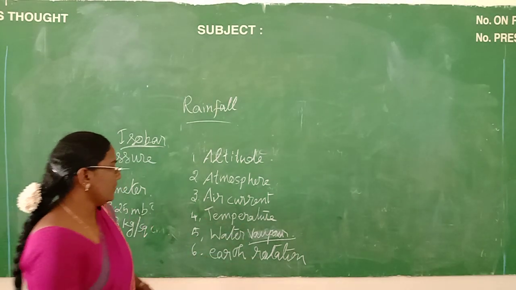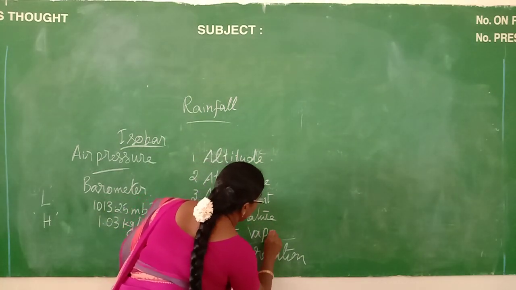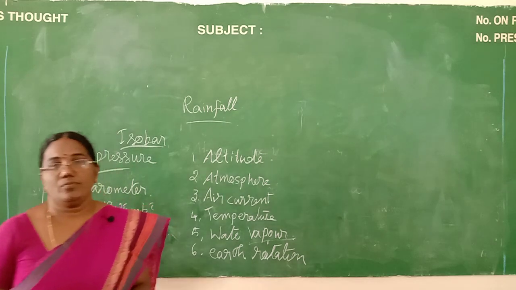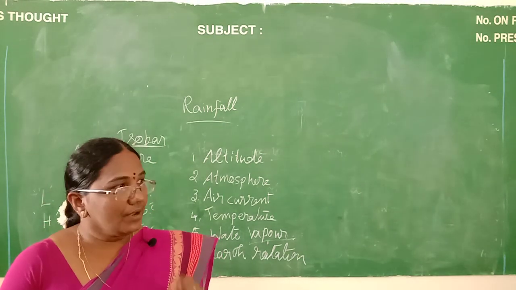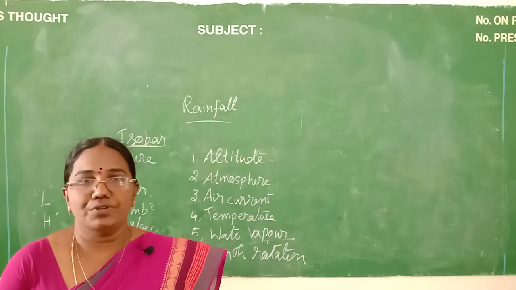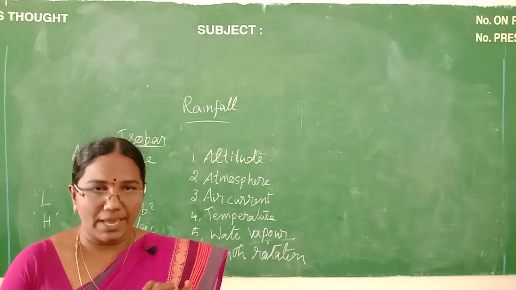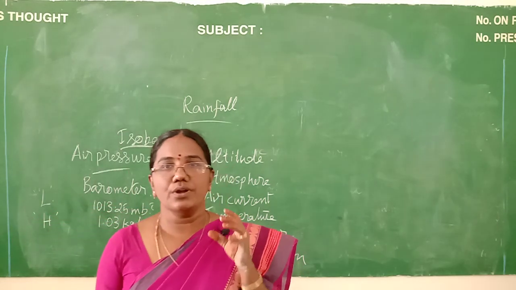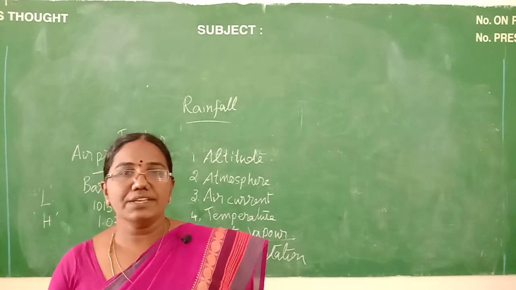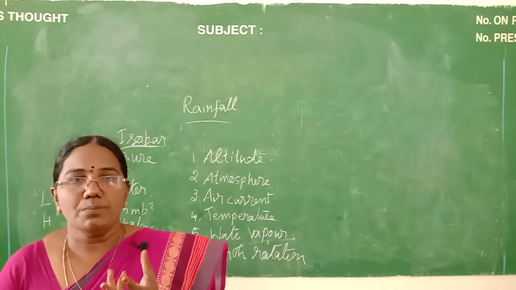Next is weather. For measuring air pressure, the meteorologist uses the barometer. The aneroid barometer measures air pressure. The barograph is used for recording the continuous variation in atmospheric pressure.